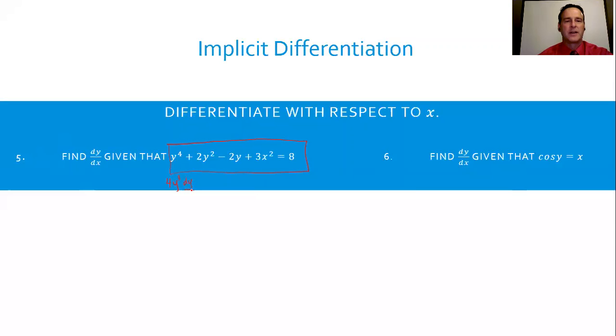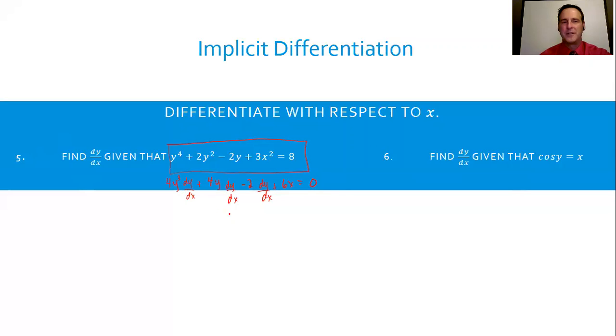All right, so when I take the derivative here, I'm going to say this is 4y to the third, and put a dy dx behind it because I took the derivative of y. I'm going to do the same thing for the second guy, which is 4y dy dx. I'm going to do the same thing with the minus 2y. So that's minus 2 dy dx. I'll take just the plain derivative of 3x squared here. There's no y attached to it, so this will just be a 6x. And the derivative of 8 is 0.